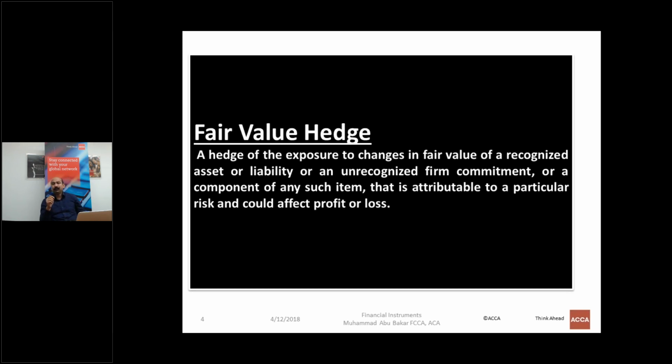See, when you want to hedge something which is fixed, this is your cash flow as a fair value hedge.